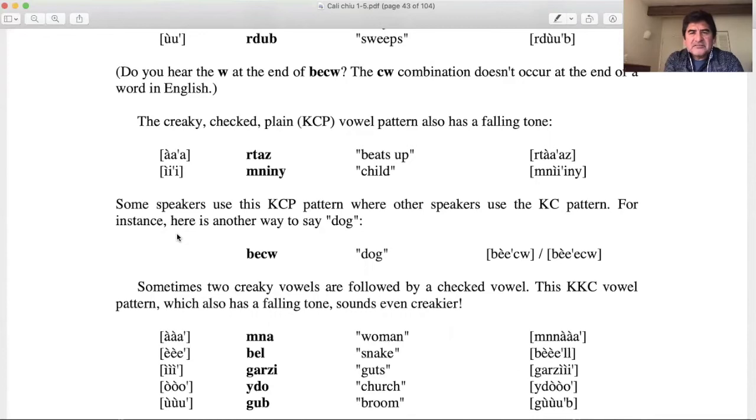So it has this falling tone, and we talked about high tones and falling tone. Now we're talking about falling tone. So it's like going down, if you will. So listen, and hopefully you can hear the falling tone on this word. Tas, tas. So we have a creaky vowel, a check vowel, and a plain vowel.